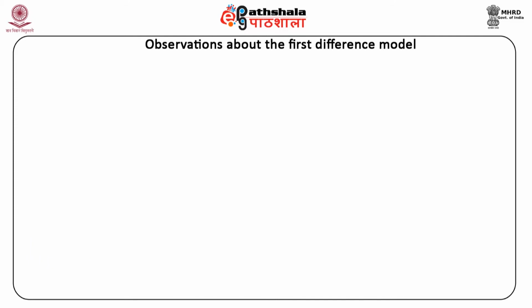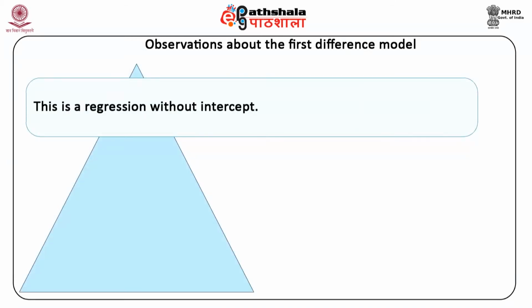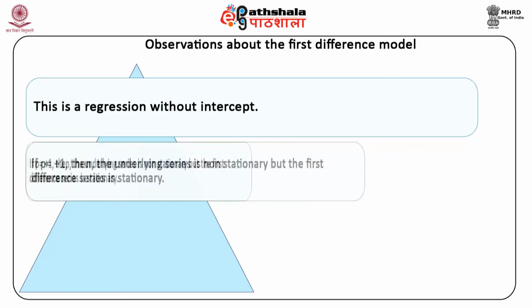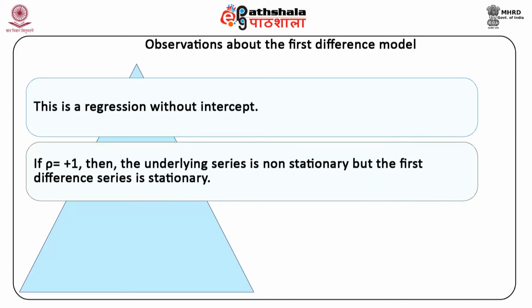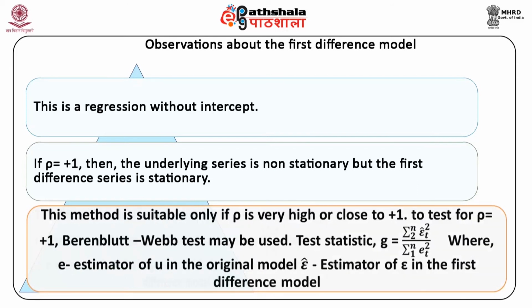Some observations about the first difference model may be made here. First, this is a regression without intercept. The second observation is that if rho is equal to plus 1, then the underlying series is non-stationary, but the first difference series is stationary. The third is that this method is suitable only if rho is very high or close to plus 1.